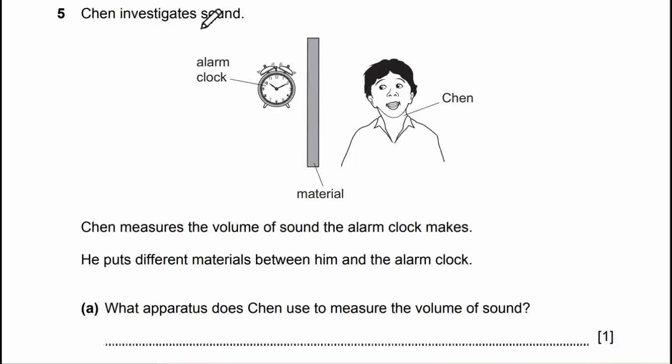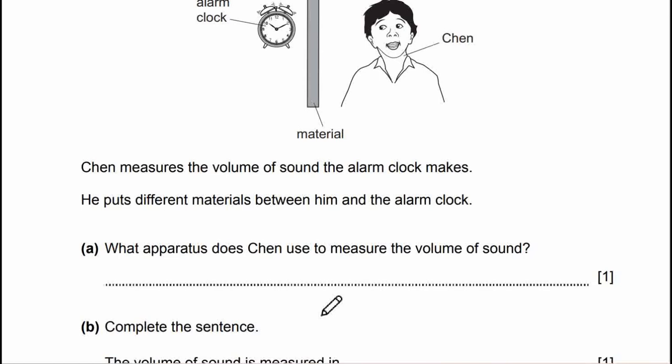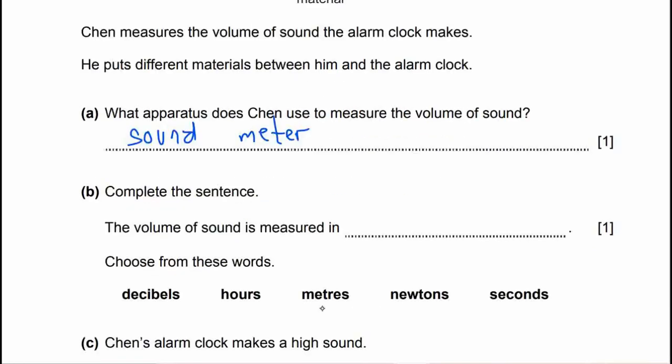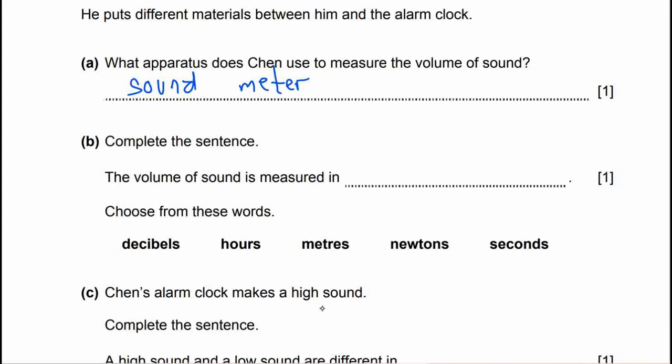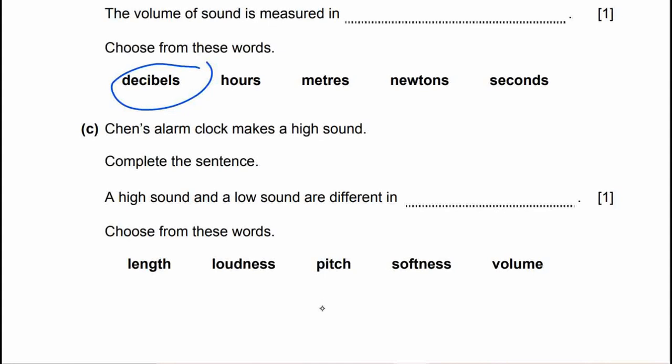Question number 5, Chen investigates sound. Chen measures the volume of sound the alarm clock makes. He puts different materials between him and the alarm clock. This is the material. What apparatus does Chen use to measure the volume of the sound? There will be sound meter. Complete the sentence. The volume of sound is measured in decibels. Chen's alarm clock makes a high sound. Complete the sentence. A high and a low sound are different in the pitch, high and low.